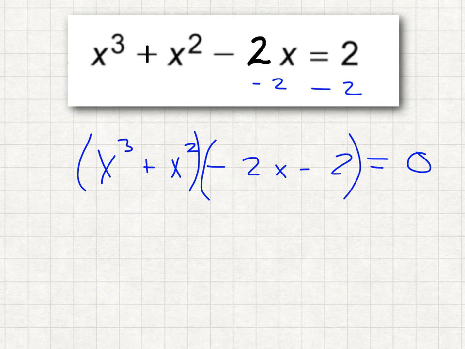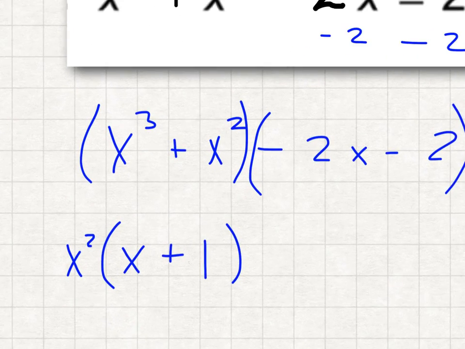What can I take out of my first group? X squared. And what am I left with? So if I take out an x squared and I want to distribute this back in, I would just have x cubed. I'm missing that x squared part of it. So what do I have to put with it? Plus 1.